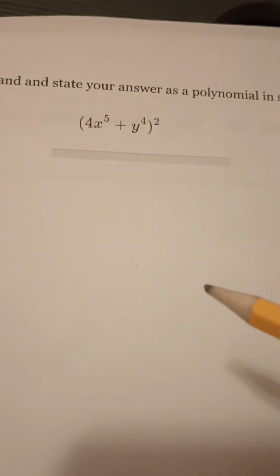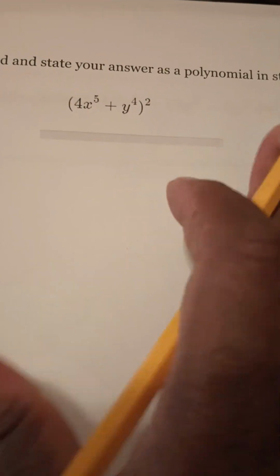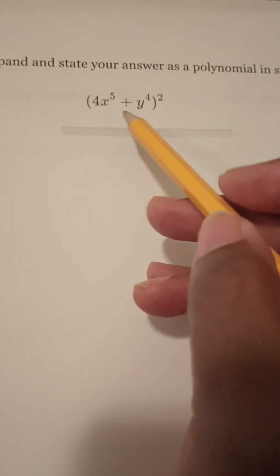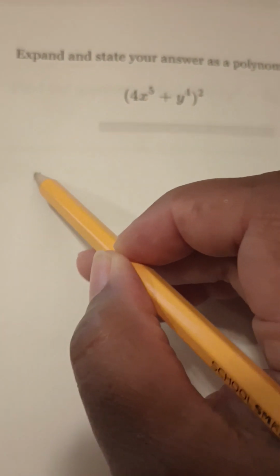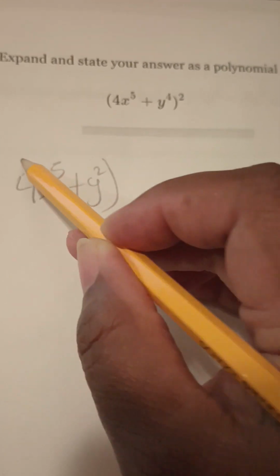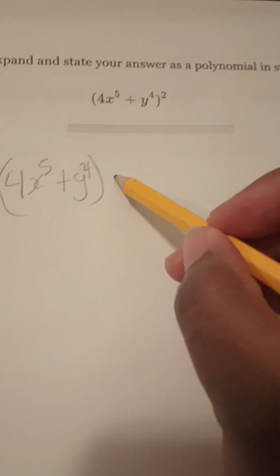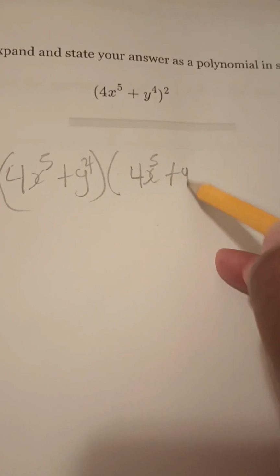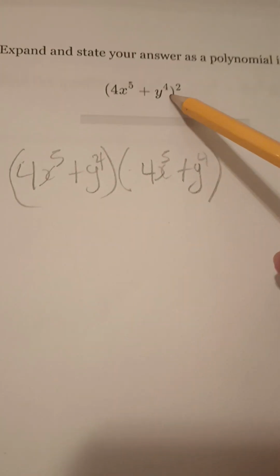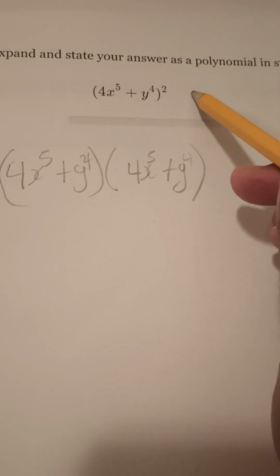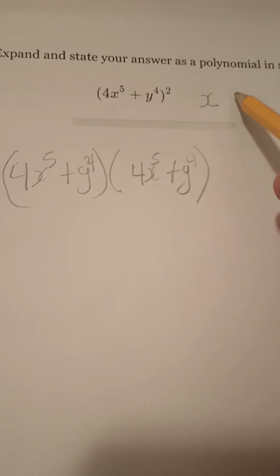Today we are going to square this binomial. So we're squaring a binomial, so I'm going to rewrite this. I'm going to have (4x^5 + y^4) times (4x^5 + y^4), the same thing. Someone made it out that the x before, so you could write the x like that, or you could do that.